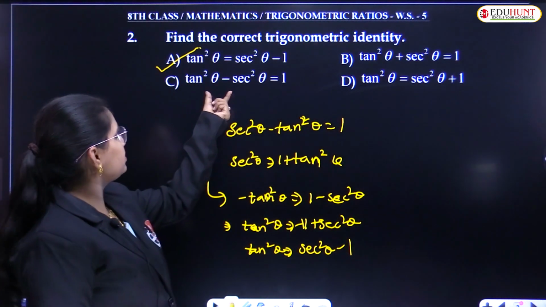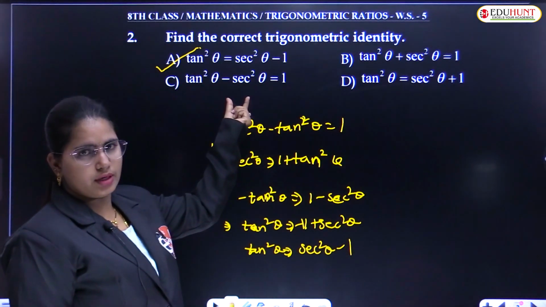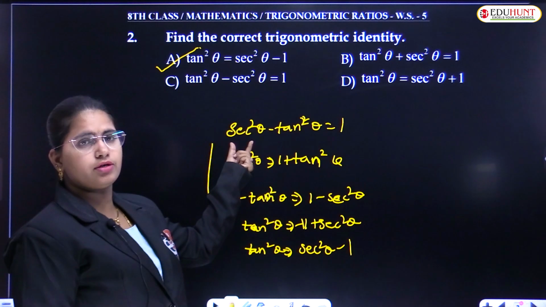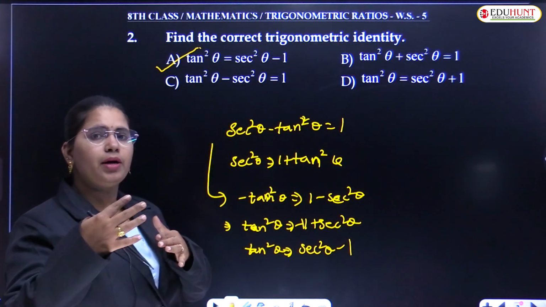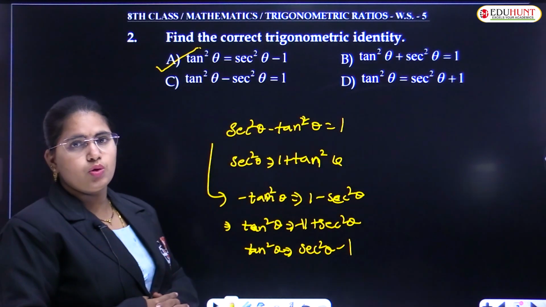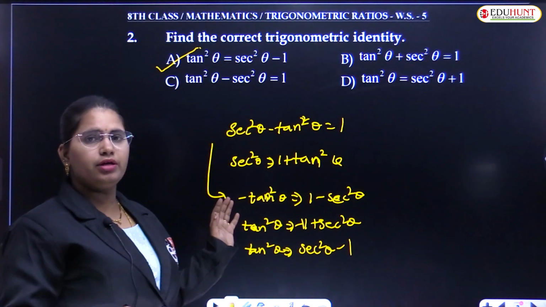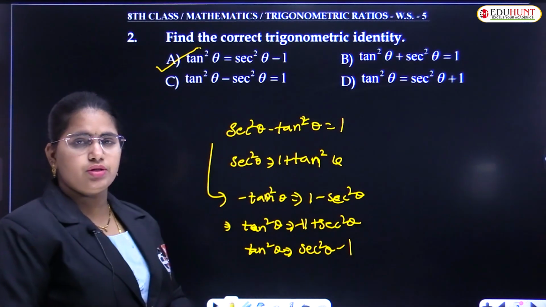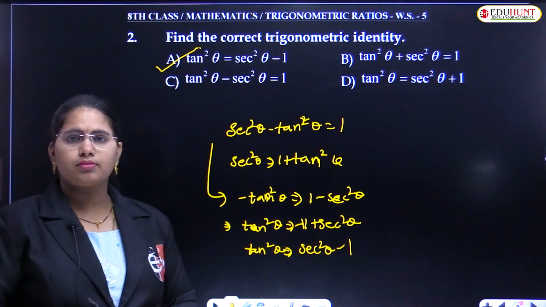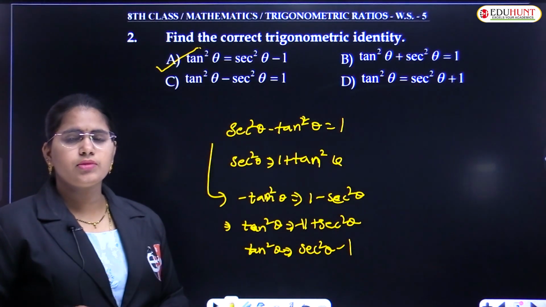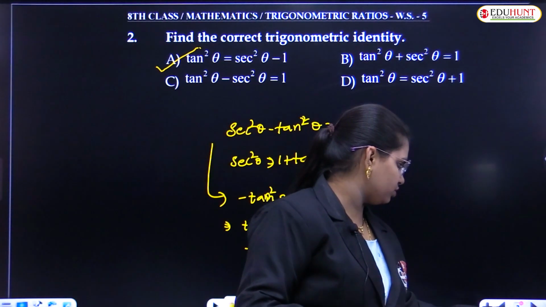In option C you have tan square theta minus secant square theta. This is the wrong one. First you have to get the second trigonometric identity, which is secant square theta minus tan square theta equal to 1. Done. I am just rearranging the terms of the given equation. Am I clear? Can I get back to the next one? Yes, we'll get to the next question.